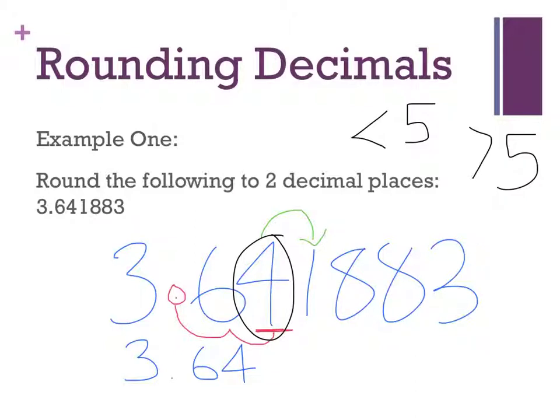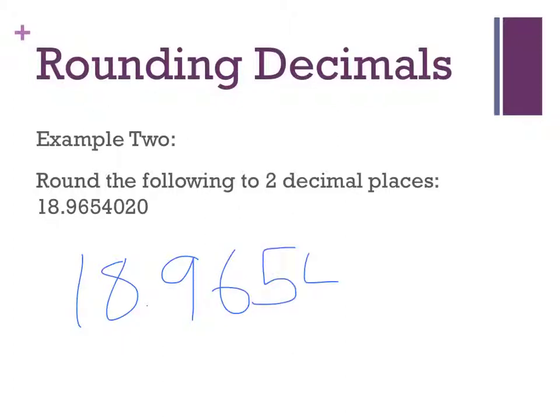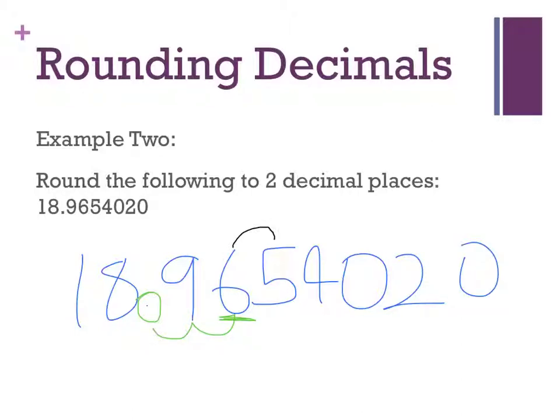Let's have a look at another example. Okay, let's look at this one. Round the following to 2 decimal places. Again, I write 18.9654020. Okay, I find my decimal point. I go place 1, place 2. Here we go. Okay, I don't just cross everything else off. I look to the number directly to the right of the place value at which I'm wanting to round.